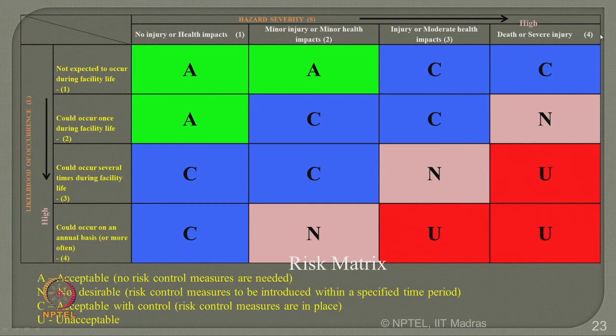So, this risk matrix, friends, will give you an idea how one can classify risk in a given plant in nomenclatures varying from A, N, C and U. This is how literature classifies hazards in a nomenclature style. So, this will be used in the hazard report.